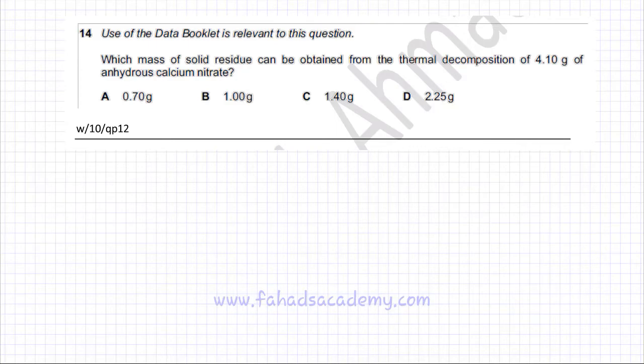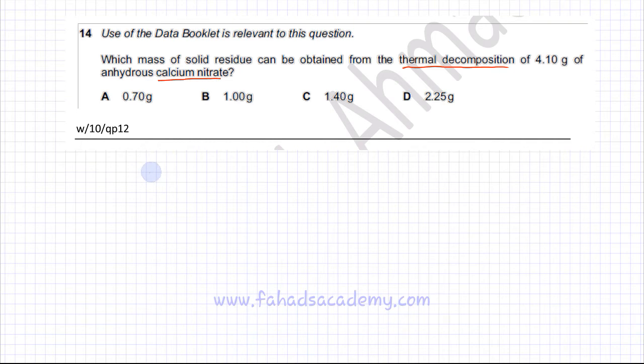The following moles question is about moles, ratios, and mass. The question asks which mass of solid residue can be obtained from the thermal decomposition of 4.1 grams of anhydrous calcium nitrate. So he's talking about the thermal decomposition of calcium nitrate. It's anhydrous, so that means there's no water involved.